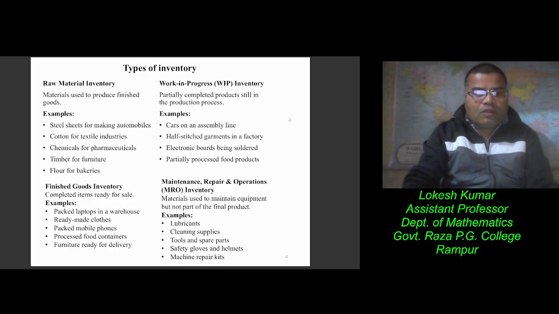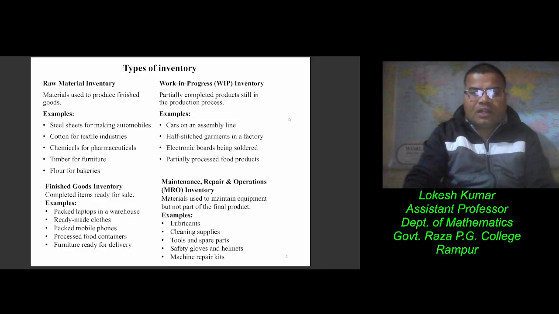Finished goods inventory. Completed items ready for sale are called finished goods inventories. For example, packaged laptops in warehouses, ready made clothes, packaged mobile phones, processed food containers, furniture ready for delivery. They are finished goods.